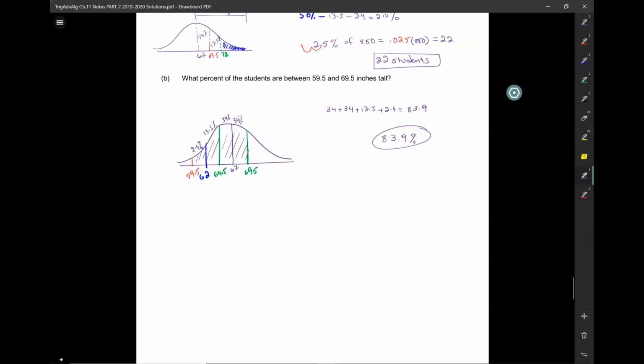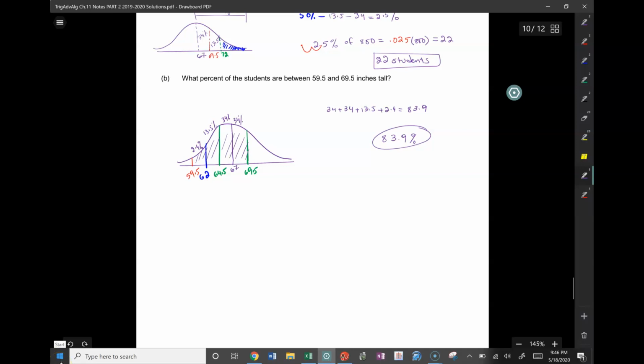And with that, you can go ahead and do the homework. Just make sure every single time you draw the distribution graph, do the standard deviation, put in these numbers, and then you can just add whatever ranges you're being asked for.